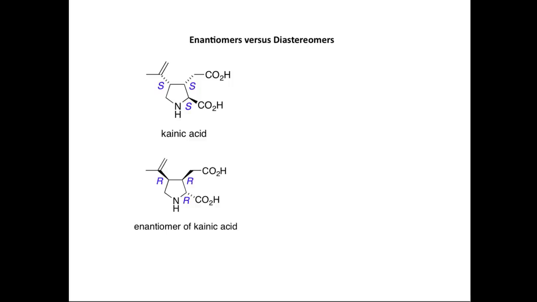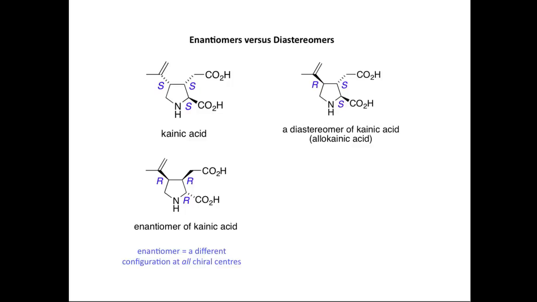Let's now finally compare enantiomers versus diastereoisomers, and again we'll look at kainic acid. We've just now seen that the enantiomer of kainic acid has the RRR configuration, so the enantiomer has a different configuration at all three chiral centers. Let's now look at a molecule with a different configuration at just one of the chiral centers, namely this molecule here. And you'll see that the chiral center at this position here has R configuration rather than S. The other two chiral centers have the same configuration.